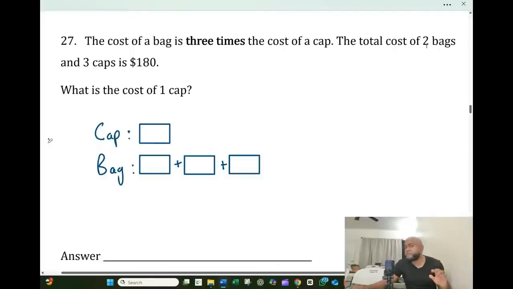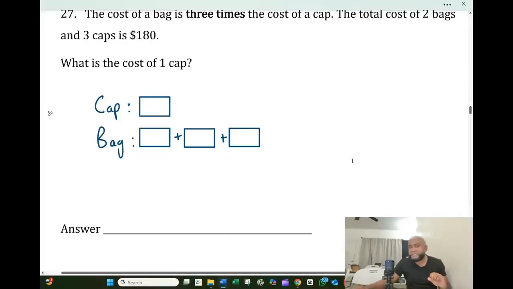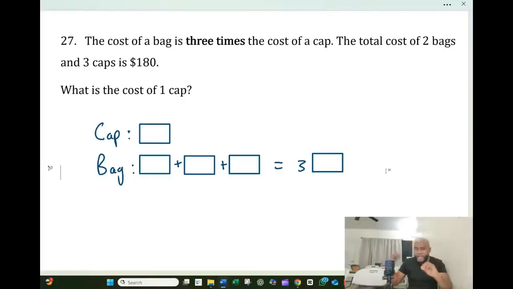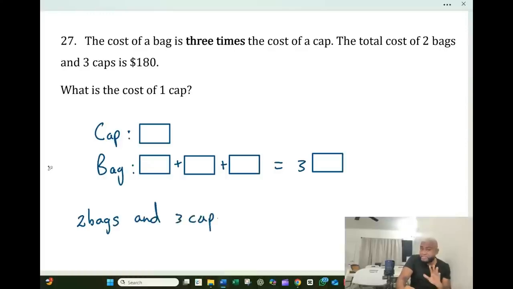Now the total cost of 2 bags and 3 caps is 180. Could we all agree that this is 3 boxes here, which would be 1 bag? Everybody agrees? 3 boxes. So if it's 2 bags and 3 caps, 2 bags would actually be, so I put it here, 2 bags and 3 caps.